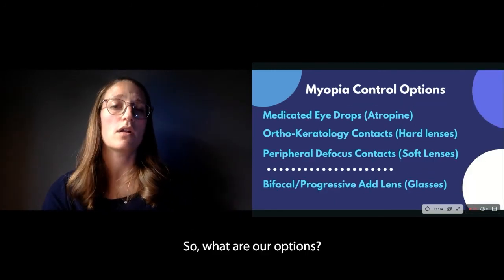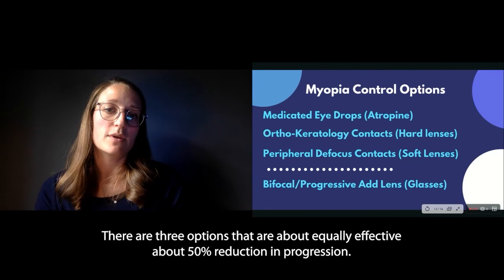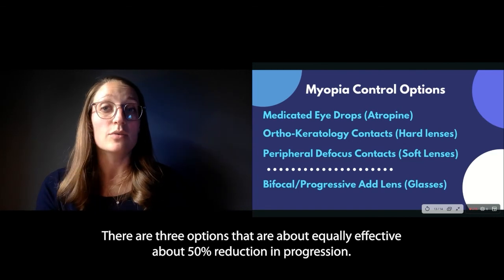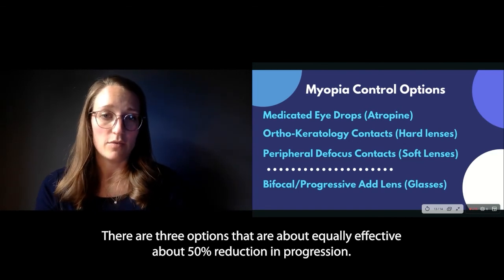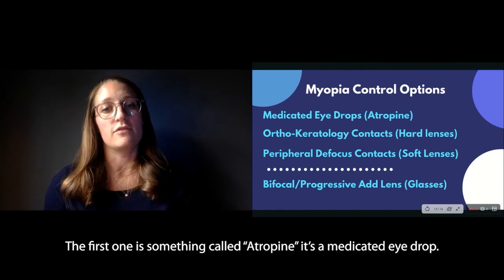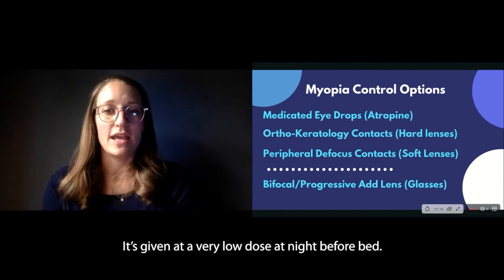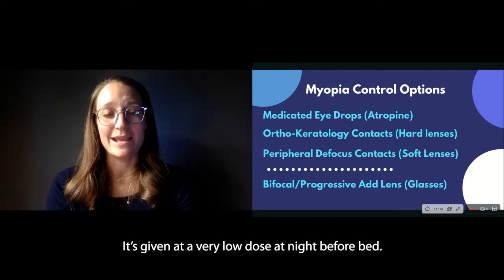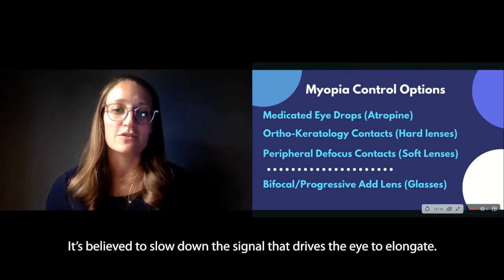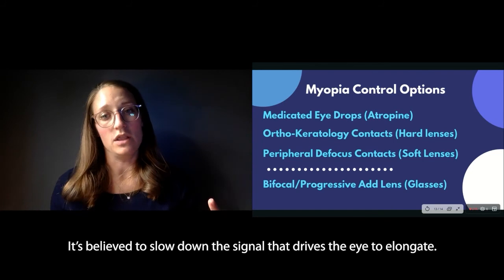So what are our options? There are 3 options that are about equally effective, about 50% reduction in progression. And the first one is something called atropine. It's a medicated eye drop. It's given at a very low dose at night before bed. It's believed to slow down the signal that drives the eye to elongate.